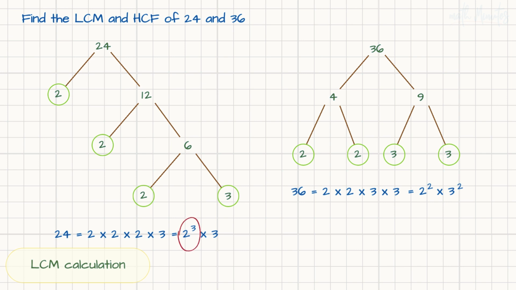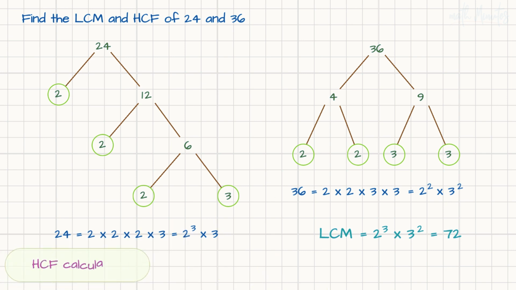In our example, we have 2 to the power of 3 and 3 to the power of 2. The LCM of 24 and 36 is 2 to the power of 3 times 3 squared, which equals 72. This is the smallest multiple that is divisible by both 24 and 36.